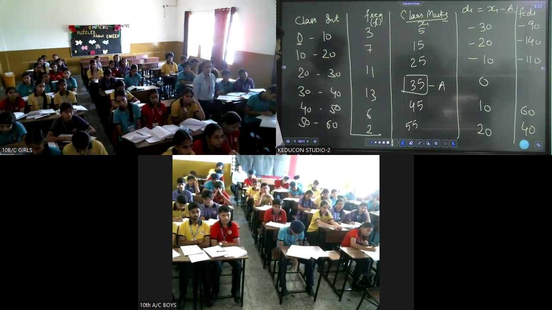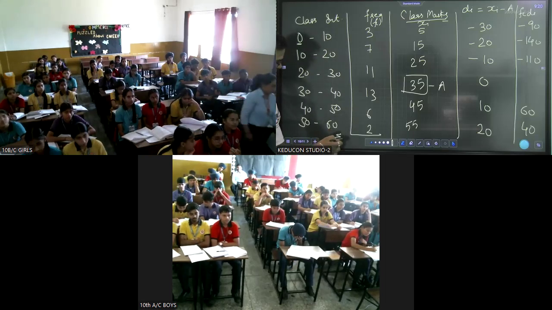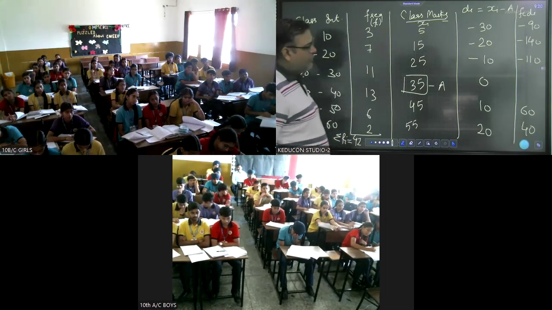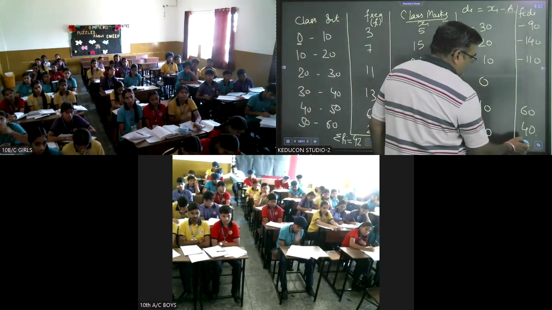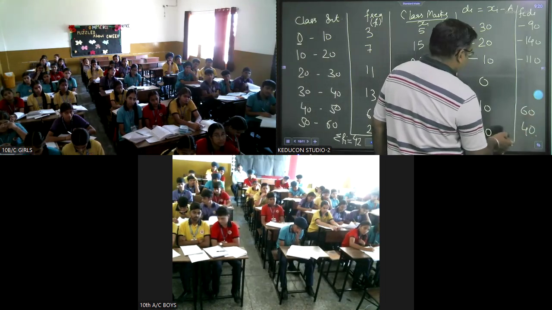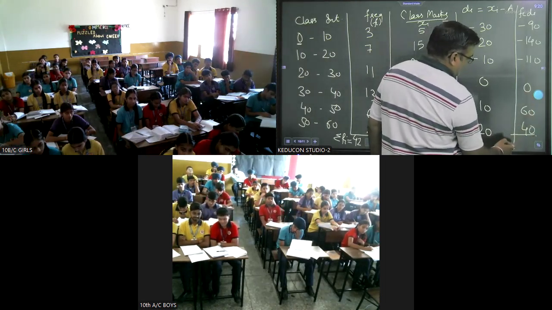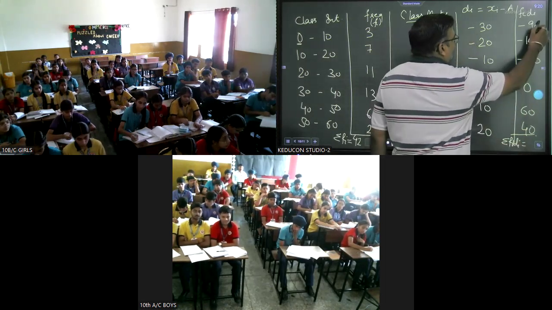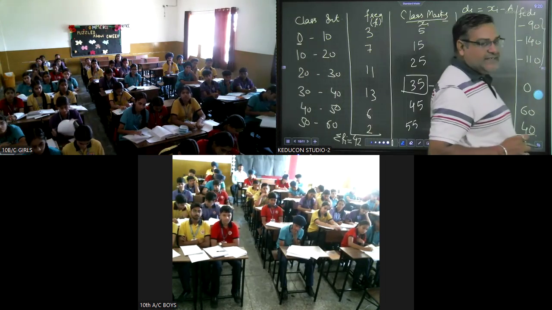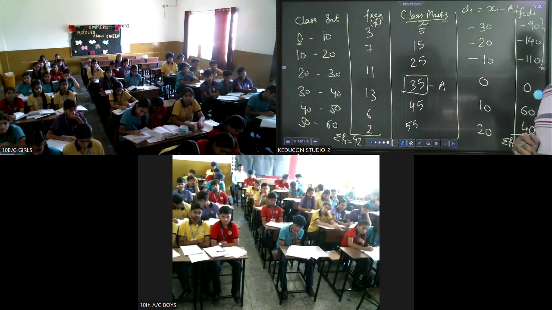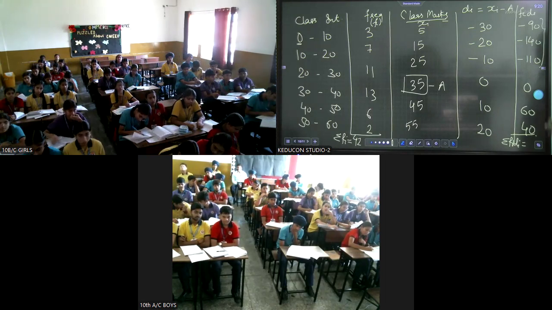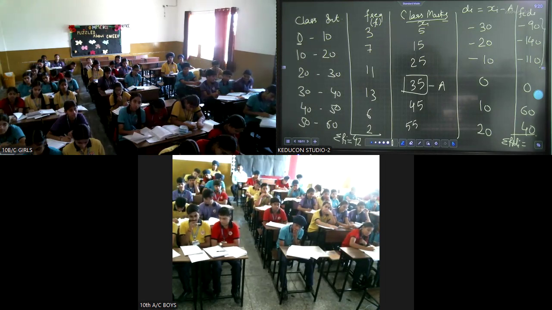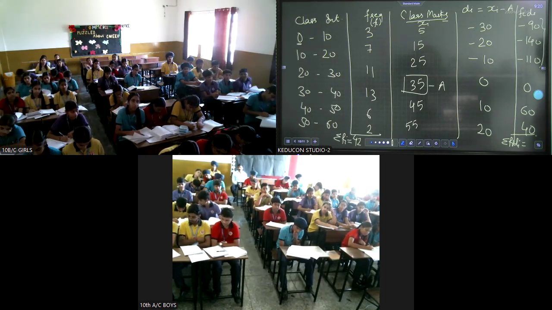Yes. So what is summation fi? 42. Now we have to find the summation fi di. What you have to do, add the minus terms separately, add the positive terms separately and find the total. Now tell me what will be the summation fi di. Yes, students, tell me.